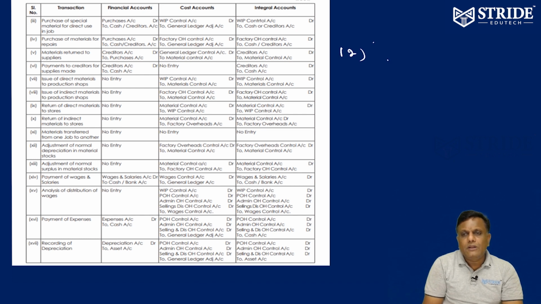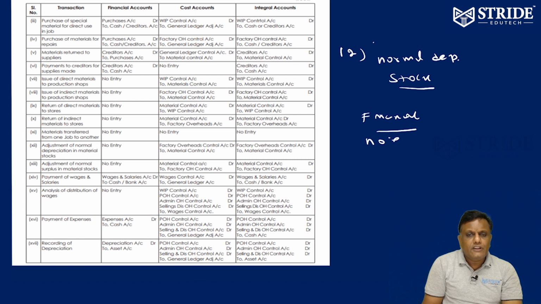Adjustment of normal depreciation in stock. So in financial, for normal depreciation or normal appreciation of stock, there is no entry. But in cost control, we have an entry.